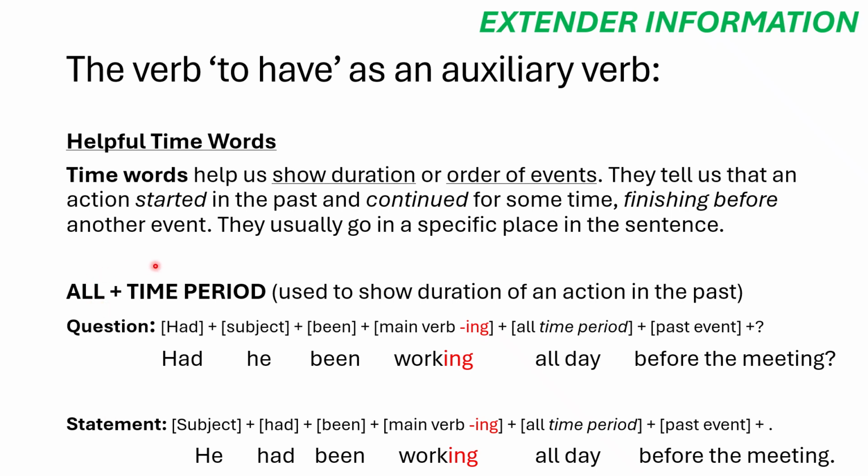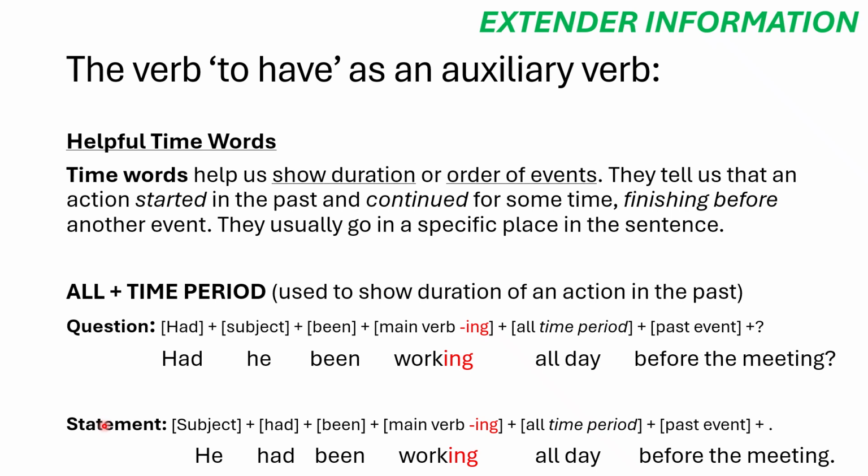All plus time period is used to show duration of an action in the past. It emphasizes that the action continued throughout that entire time before another past event. In a question, had plus subject plus been plus main verb plus all time period plus past event. Had he been working all day before the meeting?